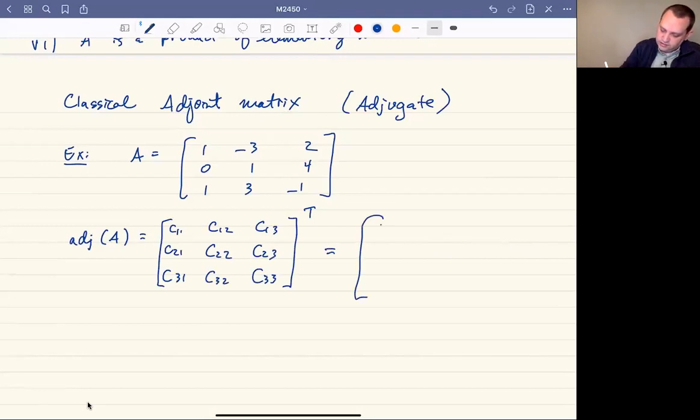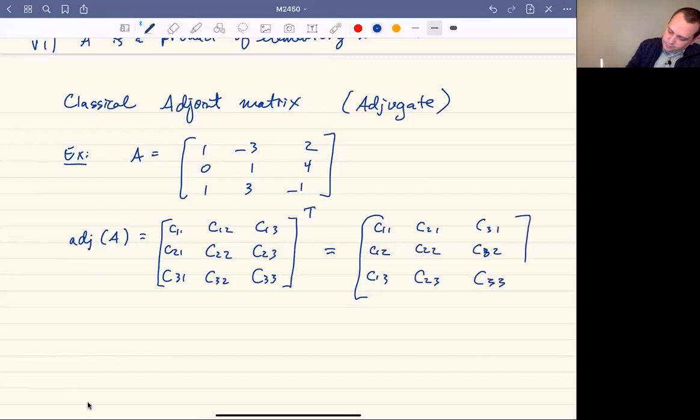So this is going to be C11, C21, C31, C12, C22, C32, and C13, C23, C33. Okay, so that's called the classical adjoint.